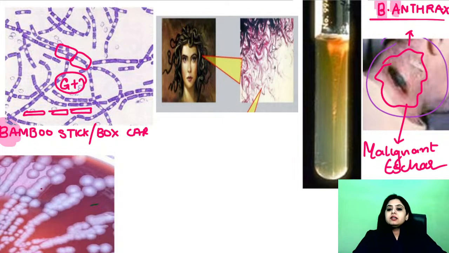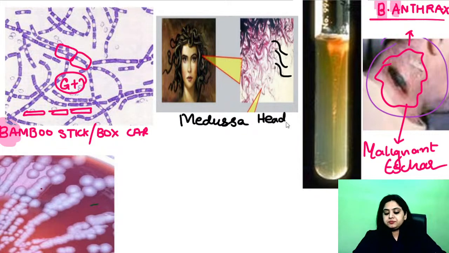After that, look at the culture characteristic. On a culture media, we see a Medusa head appearance. Someone's asking me, is this spore? Of course. Isn't Bacillus anthracis a spore forming organism? Yes. And can you see the white area in the center? That white area is actually the spore.